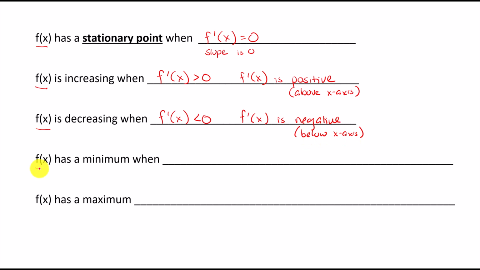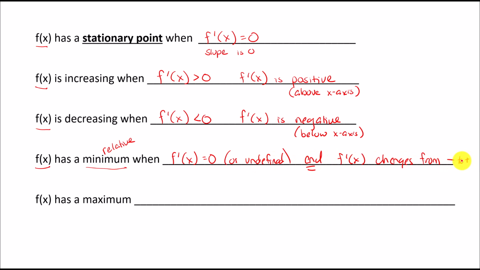Okay, now f of x has a minimum, and in this class we're talking about relative minimums or local minimums, but f of x has a minimum when f prime of x equals 0, and we're going to put in parentheses, or undefined. Okay, and that's important, f prime of x changes from negative to positive. So f prime of x has to be 0, which is the one we're going to focus on in this class, but it could also be undefined.